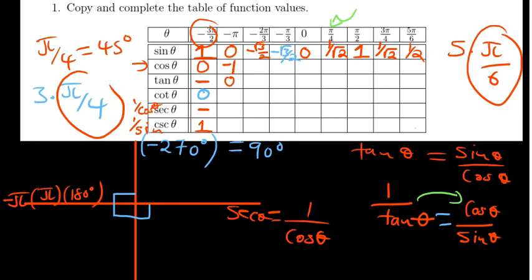Cotangent theta, it would be 1 over tan. So 1 over 0 is undefined. Well, we can think about it in a different way. Cosine divided by sine. Cosine is negative 1, sine is 0, so it's still undefined. Secant, 1 over cosine. Our cosine is negative 1, so it will be negative 1. Then cosecant 1 over sine theta, which is a 0, so it's undefined.